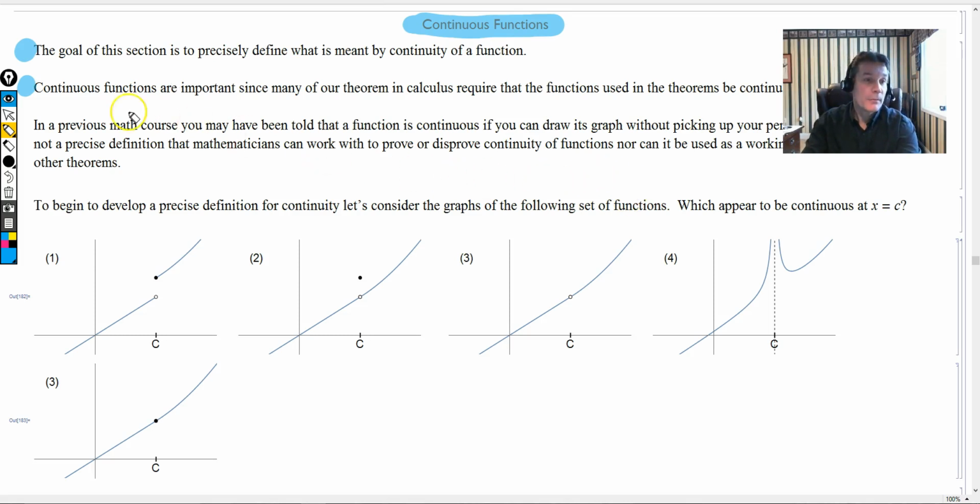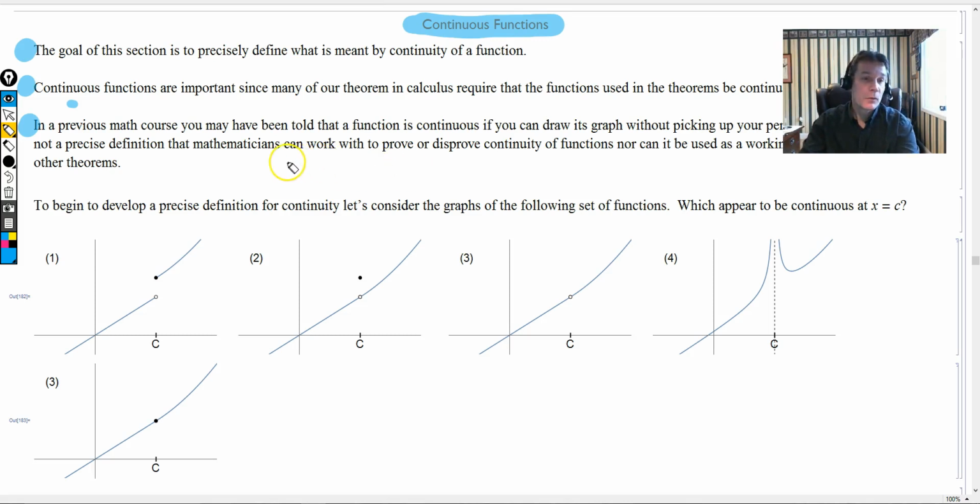Now in a previous math course, you may have been told that a function is continuous if you can draw its graph without picking up your pencil. Now that's perfectly true, and that's a starting point for defining what continuity means, but it's not really a definition that we can work with to precisely prove or disprove that a function is continuous or not, nor can we use it in the proof of other theorems. So we need to come up with a very precise definition.